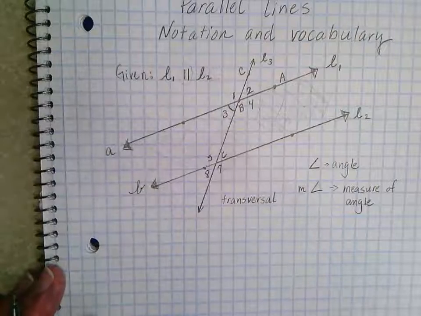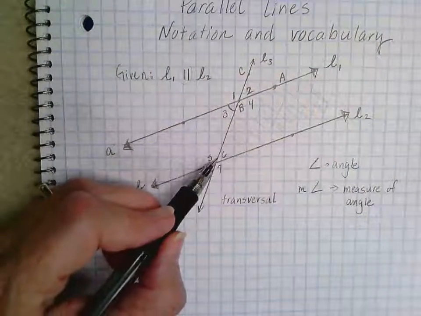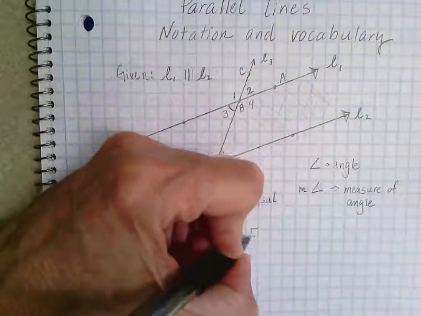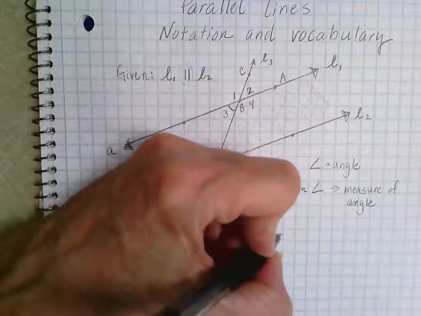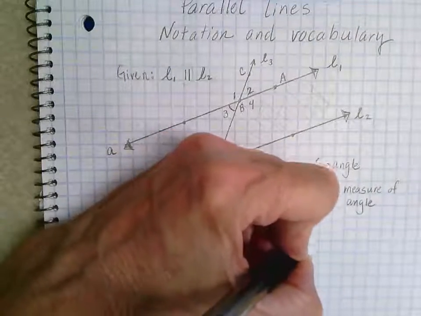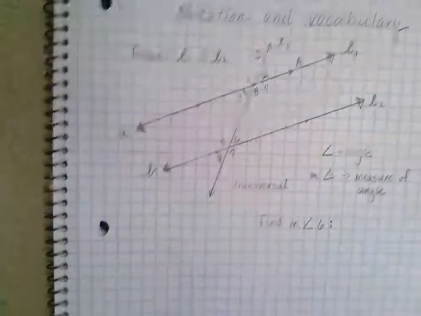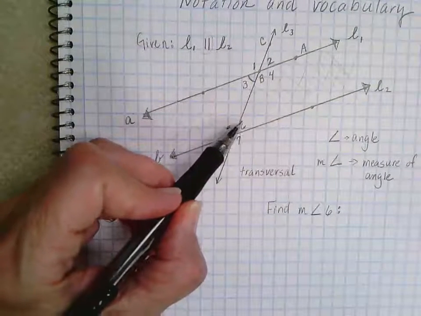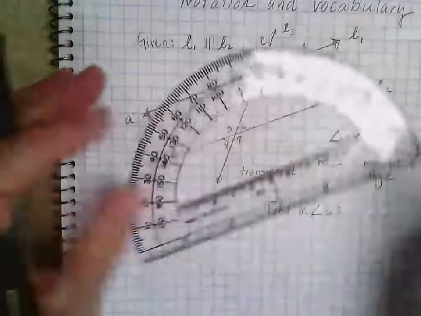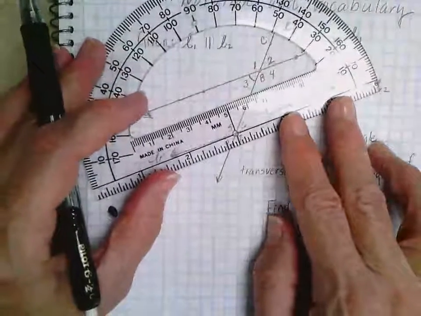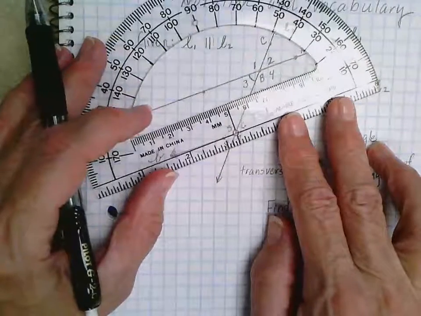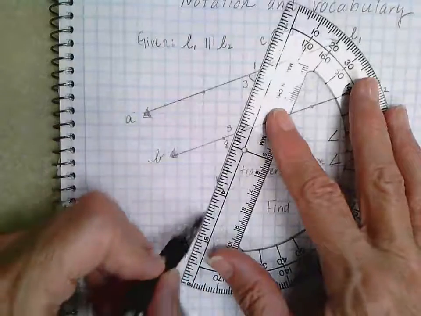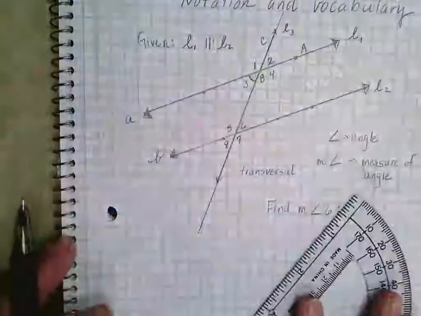So if you were asked to find the measure of angle 6, this notation would be used. Find the measure of angle 6. It would be written like that. And so you would know that you need to determine what this angle measure is using your protractor. If you need to extend the lines to get a good read, you can always do that when you're using your protractor to help you get a better measurement.